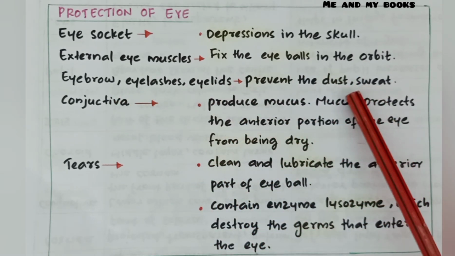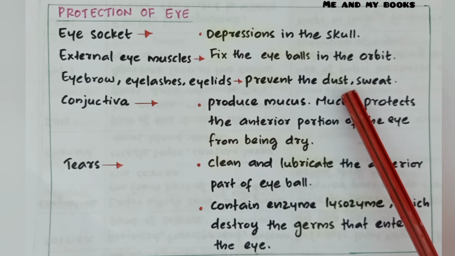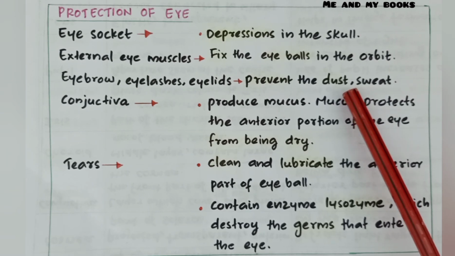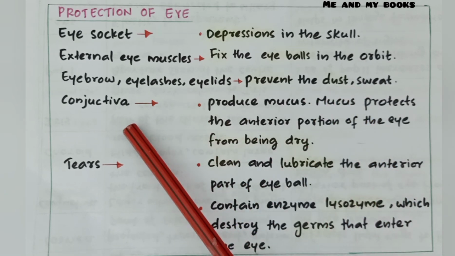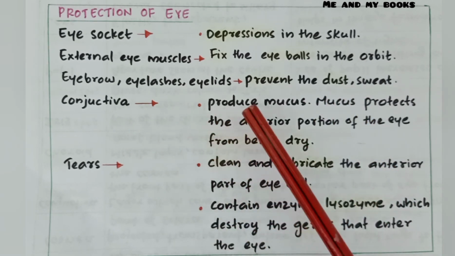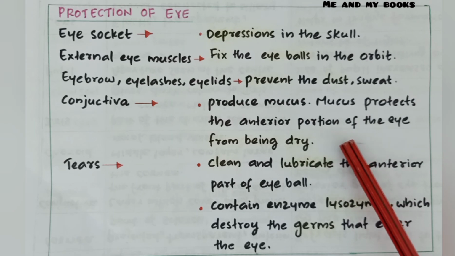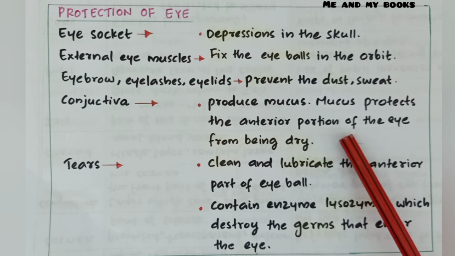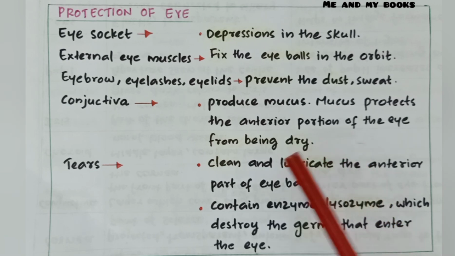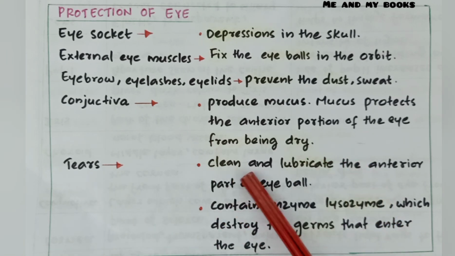Eyebrow, eyelashes and eyelids prevent dust, sweat, and foreign particles. And conjunctiva layer, we already seen conjunctiva on the eye. Produce mucus. Mucus protect the anterior part of the eye from being dry. So what happens if our eye become dry? All the dust particles will stick. That will be harmful to our eye. Our eye should always wet.